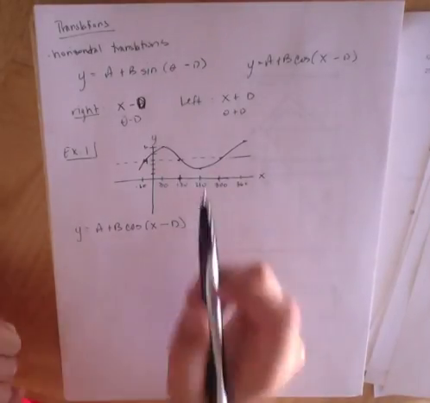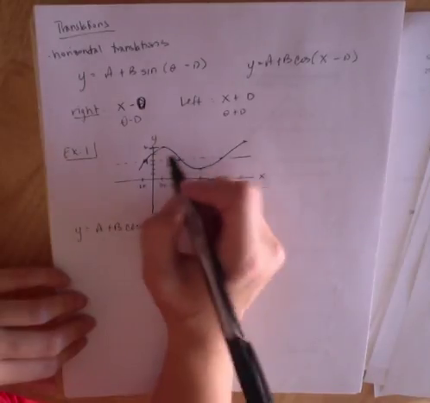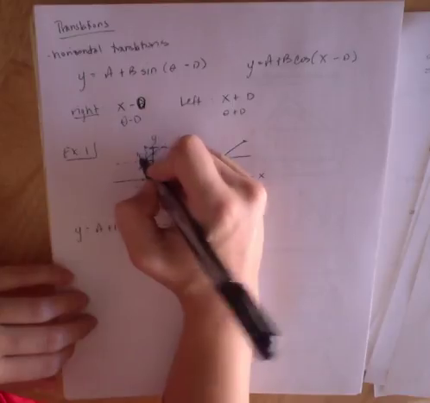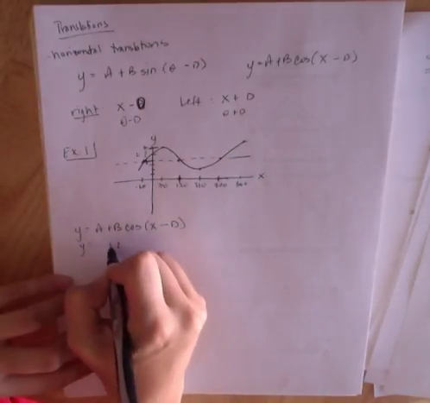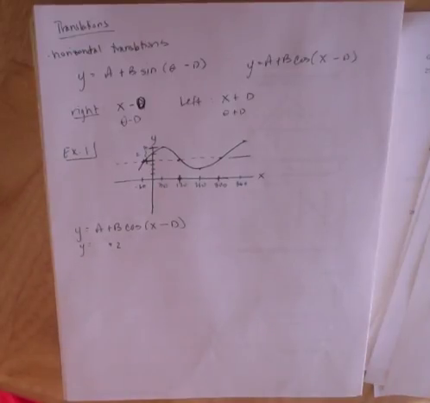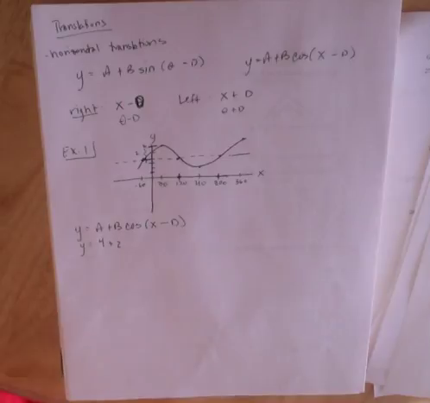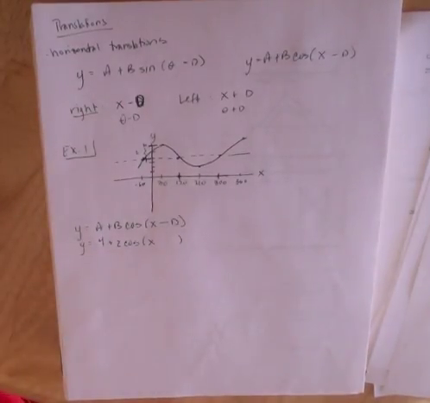Okay, so we see that my topmost point is 6 and my middle line is 4, meaning my amplitude is the distance there, which is 2. So instead of b, I will have a 2. Okay, and my center line is 4, which means I've been vertically translated up 4. We have the cosine of x, something else.